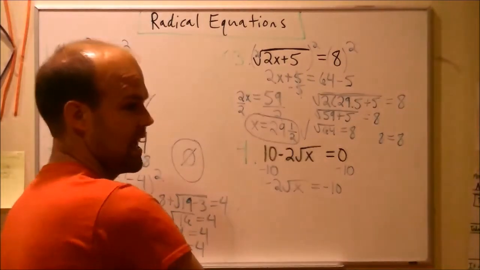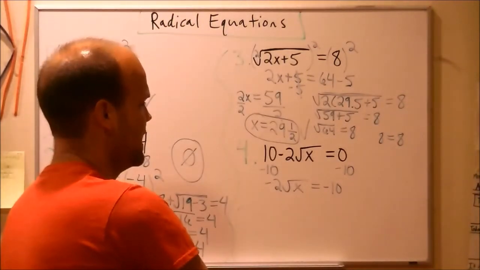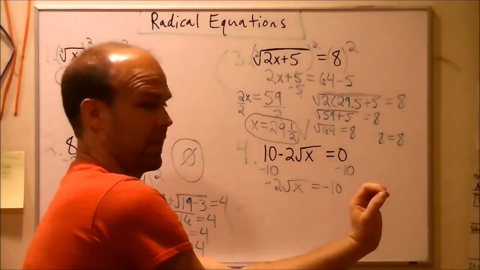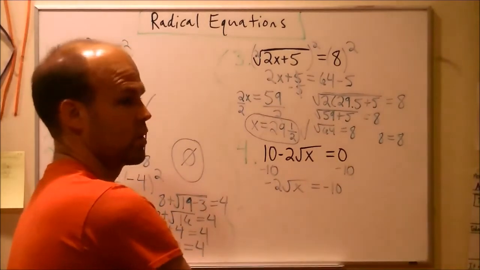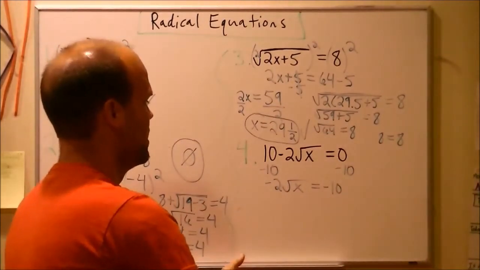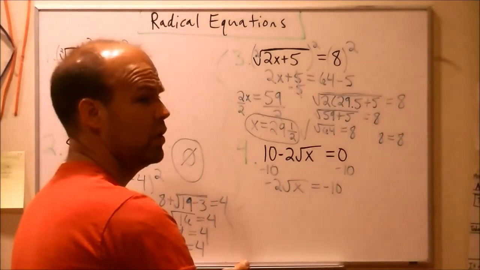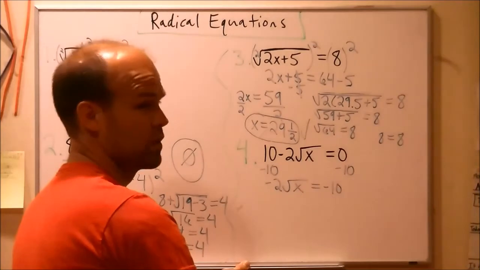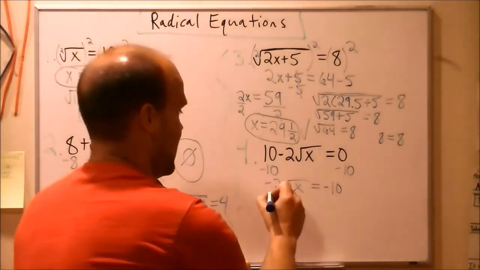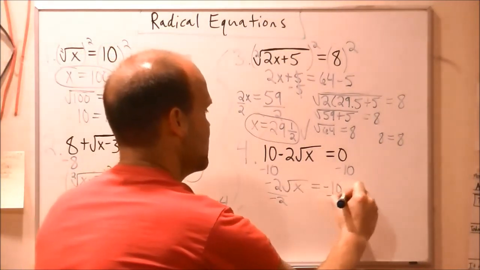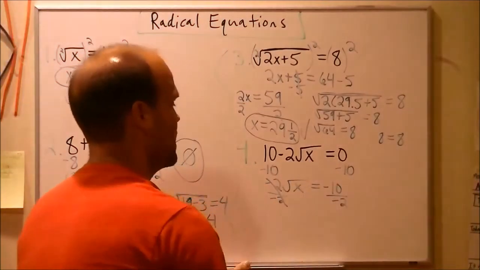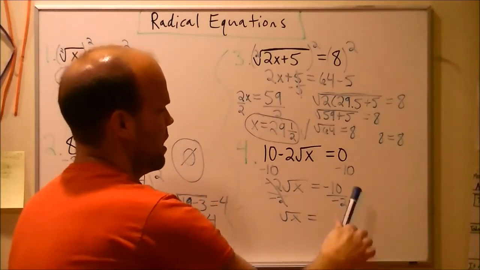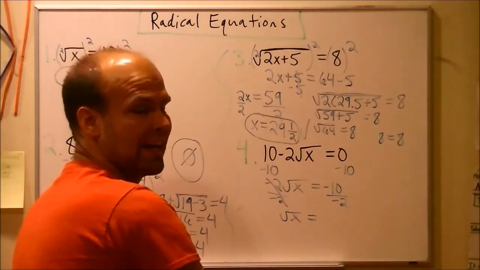Okay, I want to do everything I can without touching what's inside that square root until the very end. I have a -2 that's being multiplied to it. It's not inside, like it has been in the others, but it's being multiplied to that square root where the x is found on the inside. So if it's being multiplied, how do I undo that -2? I divide both sides by -2. Cancels out over here. I have square root of x equals, okay, what is -10 divided by -2?